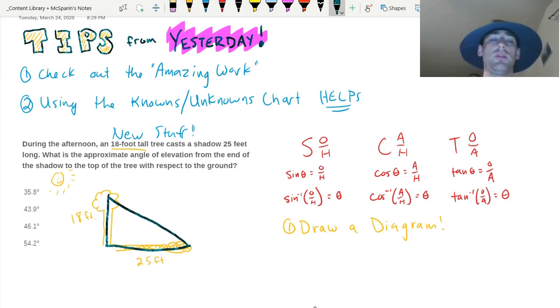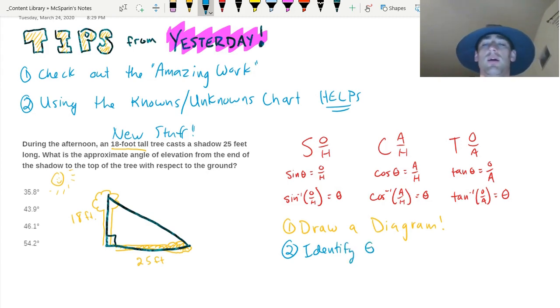Awesome. Assuming this tree is standing straight up, it is a right triangle. Now, you guys can go ahead and, let's see, I'll use blue. So once we draw that diagram, the next thing we need to do is identify theta, because that was already our next step.